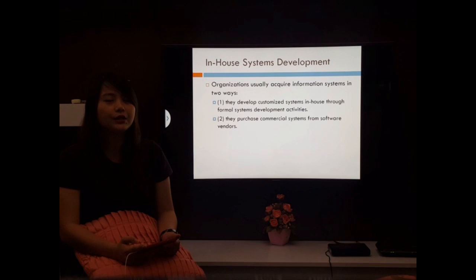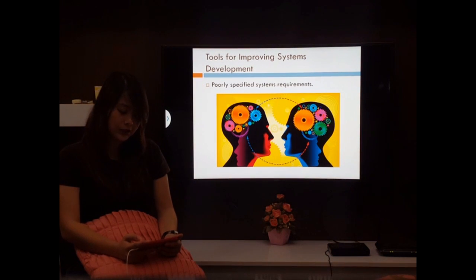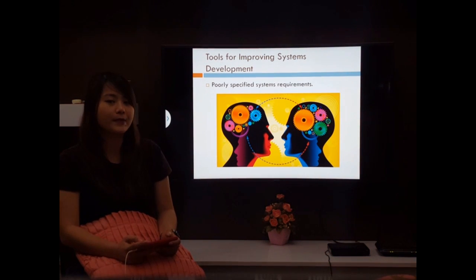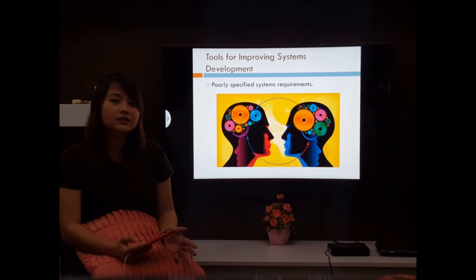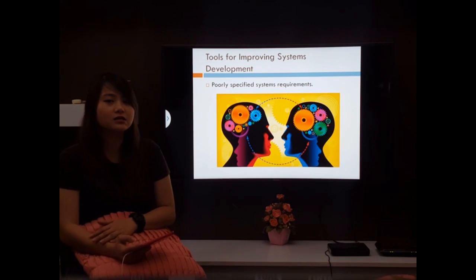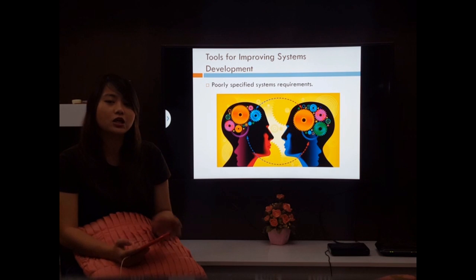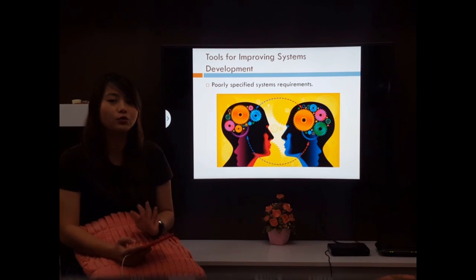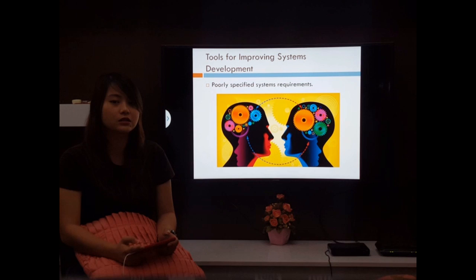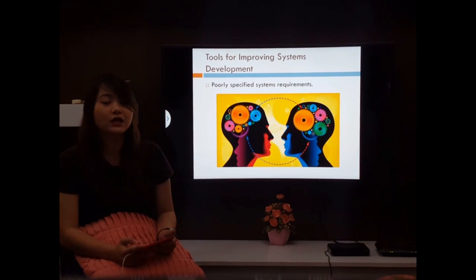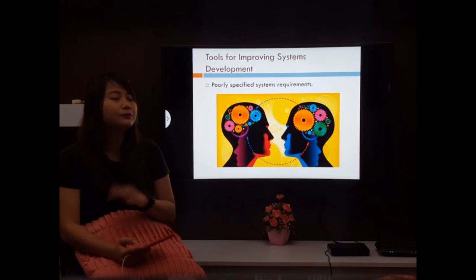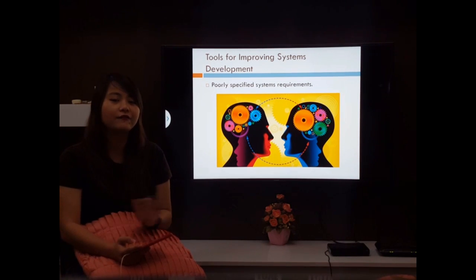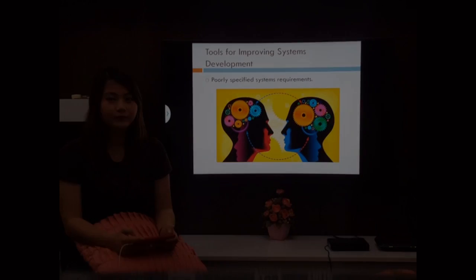Historically, there are 3 problems that account for the system failures of the SDLC. First, we have the poorly specified system requirements. SDLC is not a precise science. It involves human communication and exchange of information between users and professionals. And this exchange of information is imperfect. Mistakes can happen in identifying the problems and needs.